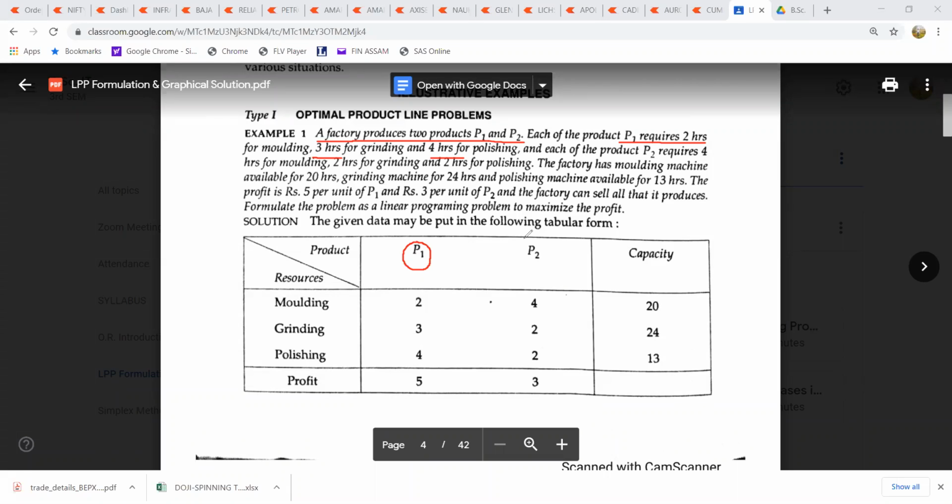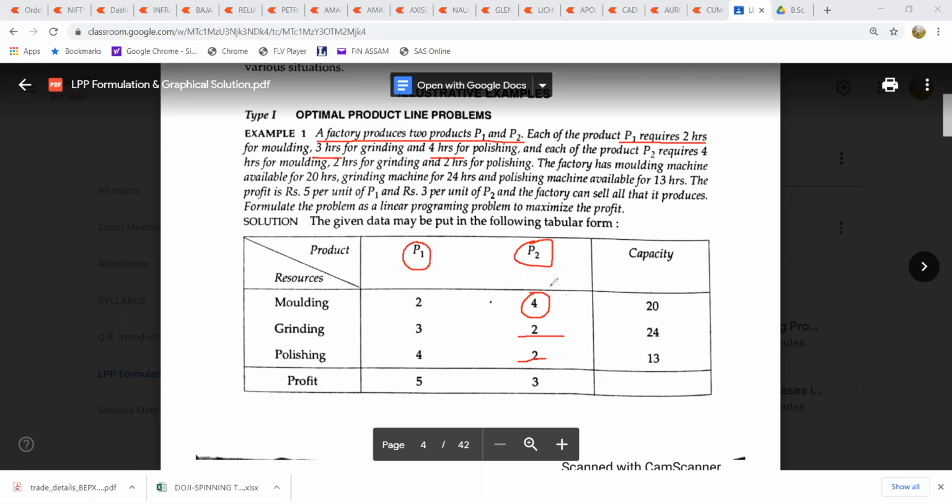Similarly, to manufacture one product of P2, it has to go through different processes. First, it has to go for molding. For molding, it requires 4 hours. For grinding, it requires 2 hours. And for polishing, it requires 2 hours. So after passing through all these processes, one product of P1 will be manufactured, and similarly one product of P2 will be manufactured.